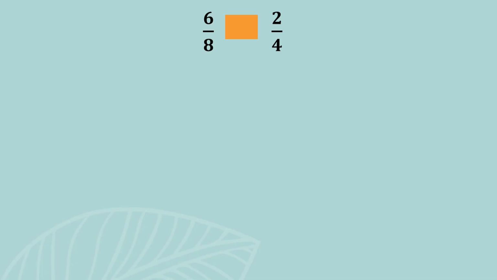Let's try another one. Remember to press pause and try it yourself, and press play to check your work. Now I have 6/8 being compared to 2/4. They're not the same denominator, so I have to do some work here, make them the same. So I'm going to use the smallest denominator, 4, and I'm listing my multiples. So 4 times 1 is 4, 4 times 2 is 8, 4 times 3 is 12. But I can stop because I was able to make 4 become 8. And I already have 8 in my other fraction. So I don't have to keep going.